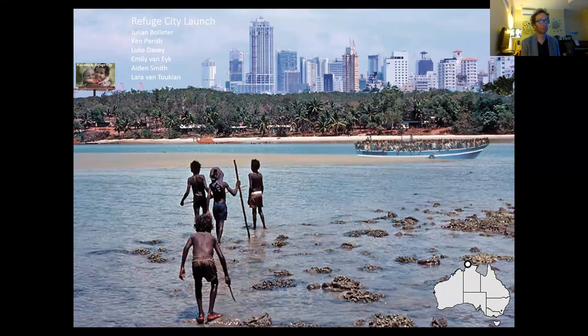Today, I'm really glad to be able to launch for you our unique Refuge City urban model, to present to you the problem of global population displacement and the potential of our model to offer a part solution.